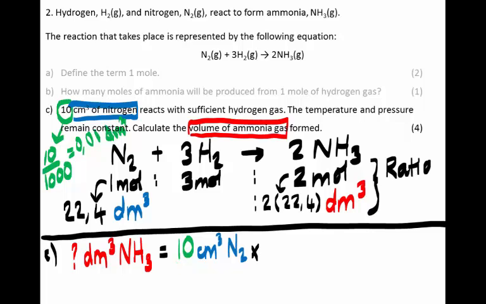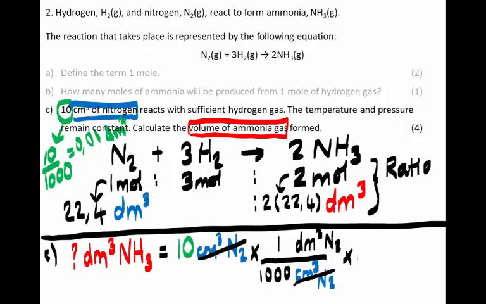So we need to multiply this by, actually in this case, 2 unit factors. One to convert from centimeter cubed to decimeter cubed. So let's start with that. So we have centimeter cubed, still nitrogen, and we change that to decimeter cubed, still of nitrogen, and we know that 1,000 centimeter cubed is the same thing as 1 decimeter cubed. So now we've got rid of centimeter cubed nitrogen, but we still have nitrogen. We don't yet have ammonia. So we need another conversion factor.